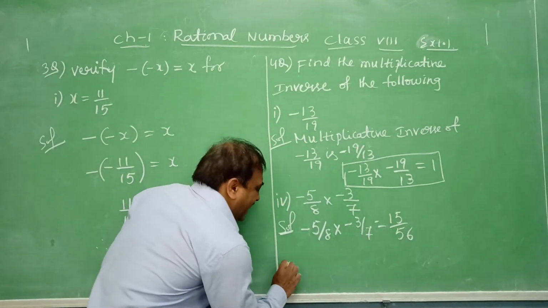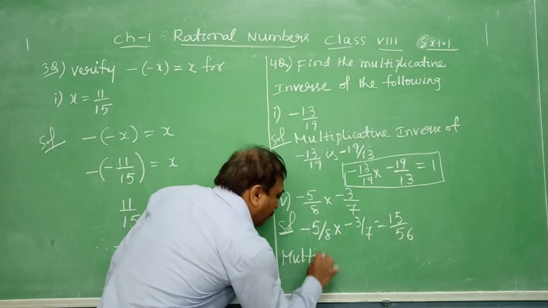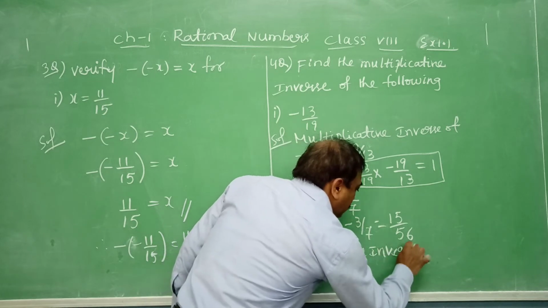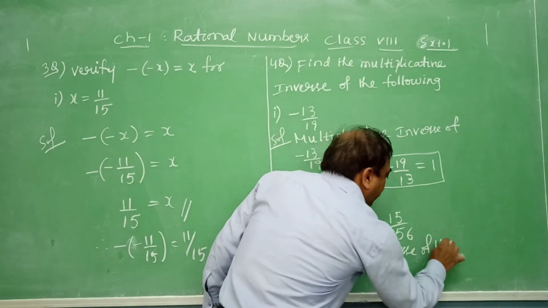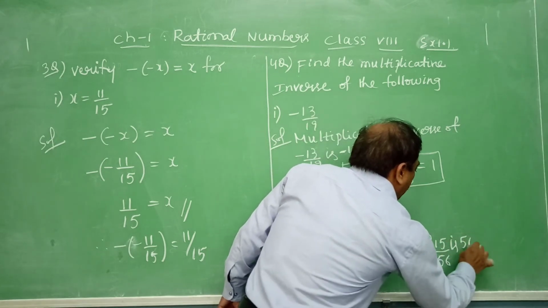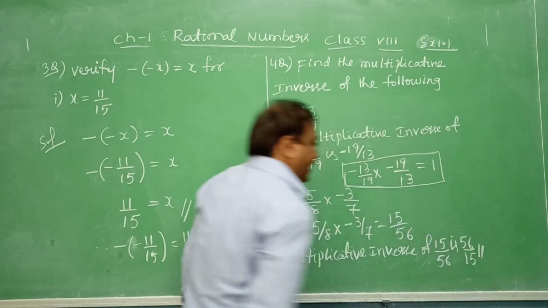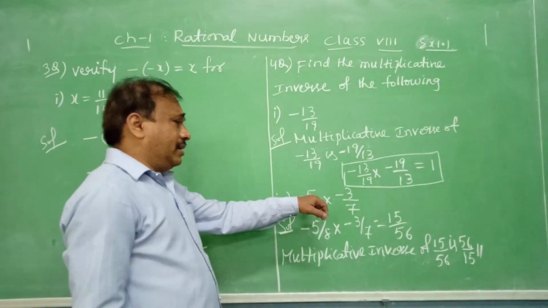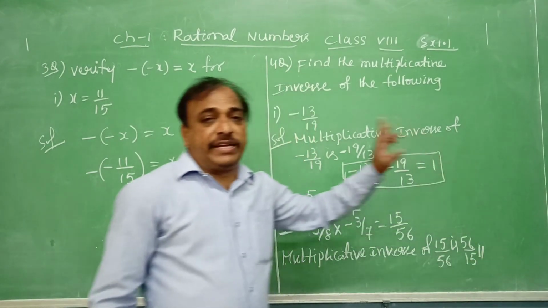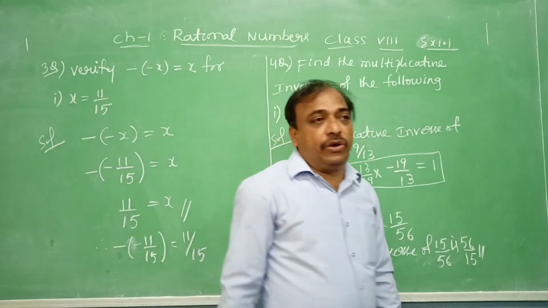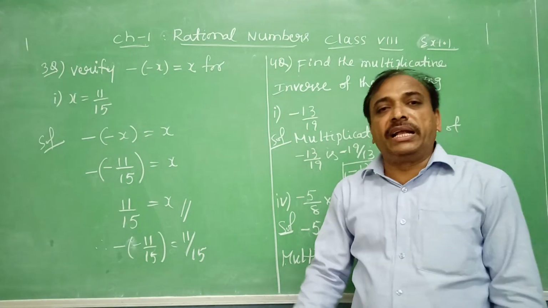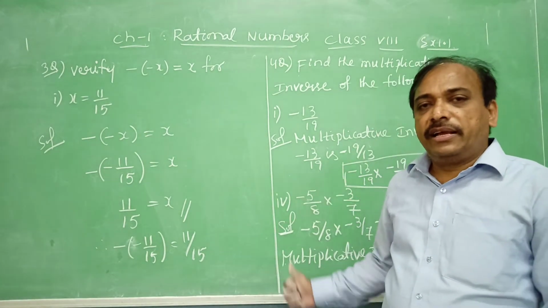So the multiplicative inverse of 15 by 56 is 56 by 15. Therefore, this multiplicative inverse is 56 by 15. I hope you understood how to verify and how to find the multiplicative inverse. Is it clear?